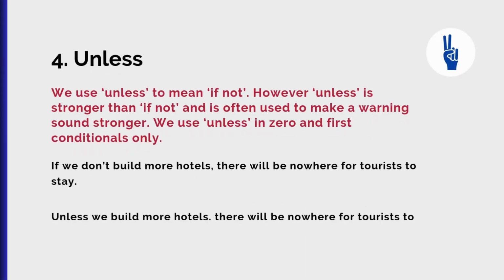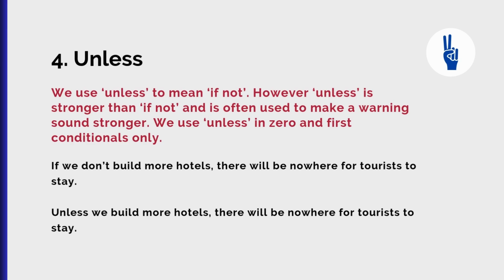Finally, we have unless. We use unless to mean if not. However, unless is stronger than if not and is often used to make a warning sound stronger. We use unless in zero and first conditionals only. Look at these examples. If we don't build more hotels, there will be nowhere for tourists to stay. Unless we build more hotels, there will be nowhere for tourists to stay.